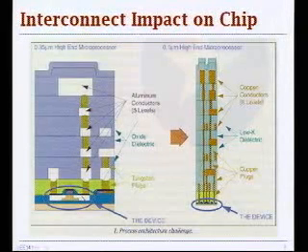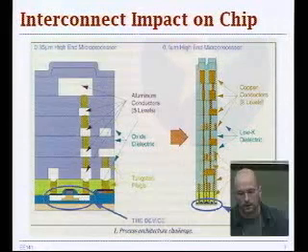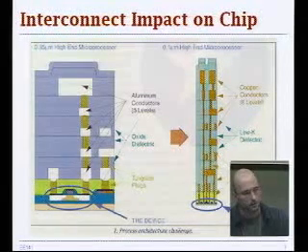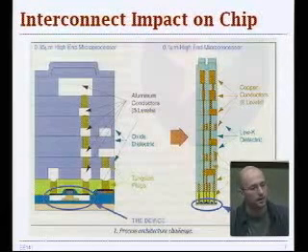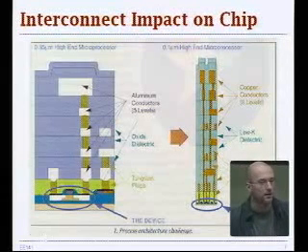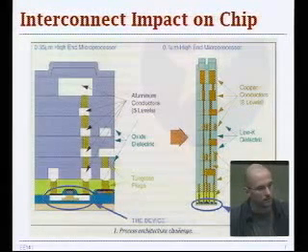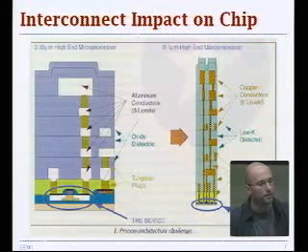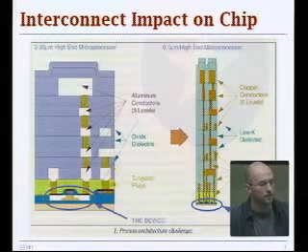A question? Why does the top layer have lower resistivity? We will come to that in a second, because you will see that there are some parameters that affect the resistivity of a wire. So basically, the geometry of a wire and the type of material that you use will determine the resistivity of a wire. So the wider the wire and the taller the wire, the lower the resistivity you have.